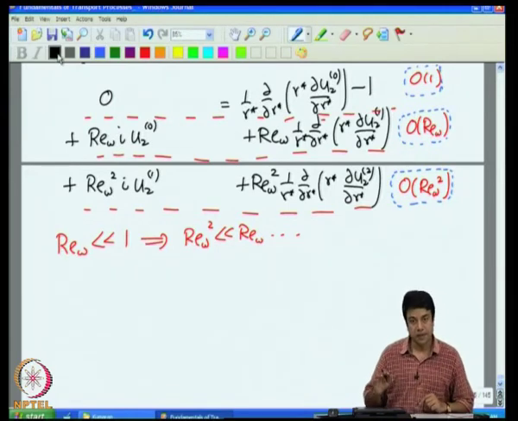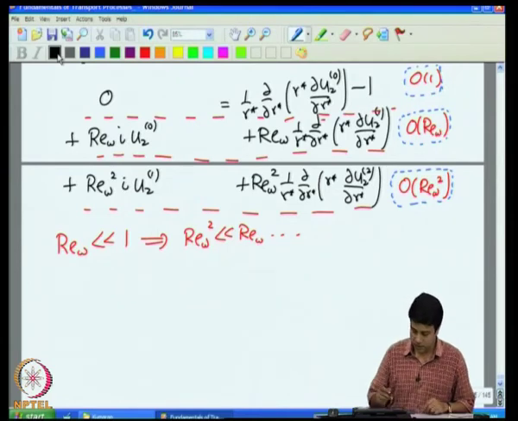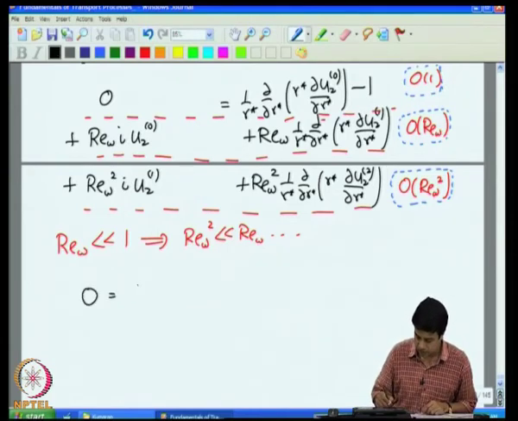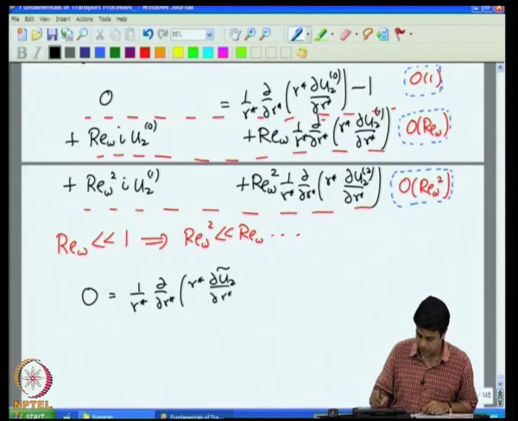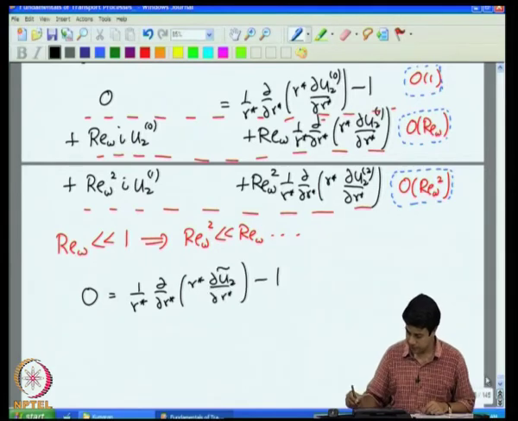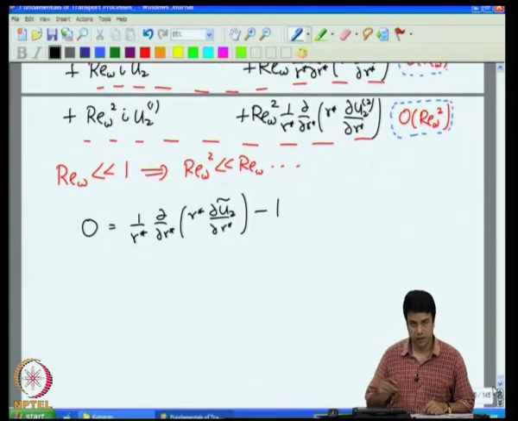So, now each of these equations individually has to be equal to 0. What that implies is that 0 is equal to 1 by r d by dr of r d u z by dr minus 1. Okay, so that is the order 1 equation.